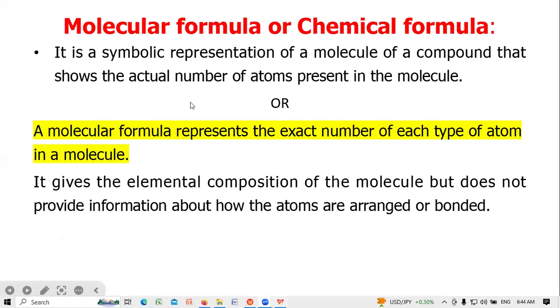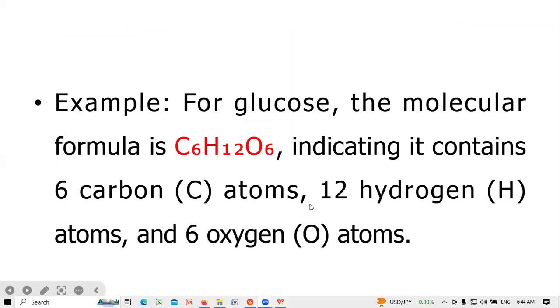Molecular formula or chemical formula is a symbolic representation of a molecule of a compound that shows the actual number of atoms present in the molecule. A molecular formula represents the exact number of each type of atom in a molecule. It gives the elemental composition of the molecule, but does not provide information about how the atoms are arranged or bonded. Example, for glucose, the molecular formula is C6H12O6, indicating it contains 6 carbon atoms, 12 hydrogen atoms, and 6 oxygen atoms.